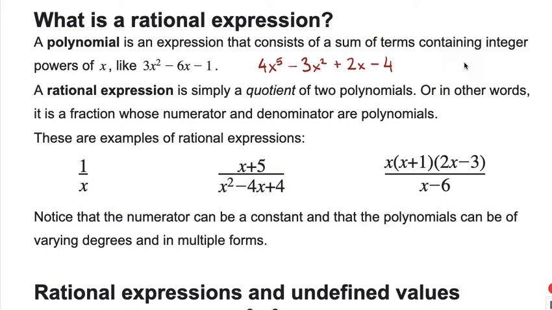Slightly more complex ones: x plus 5 over x squared minus 4x plus 4. So you've got a binomial divided by a quadratic. You can get even more interesting with the third example here, x times x plus 1 times 2x minus 3. See that it's broken up into various different factors already, whereas the quadratic down here is not. So the key idea here is that the numerator can be a constant and the polynomials can be varying degrees, and in multiple forms. You can have a lot of different things showing up in rational expressions.